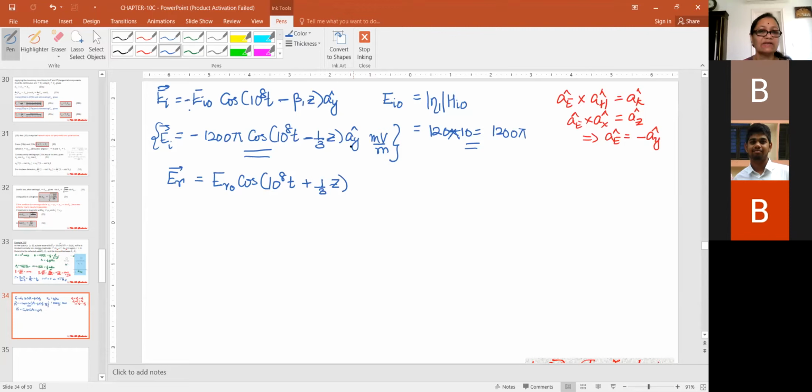And what will be the component? It will be ay cap only. Why will it be ay cap? Because polarization does not change. Therefore, it remains ay cap. And of course, the unit, you can still write it as millivolts per meter. So this is the next thing you've got.